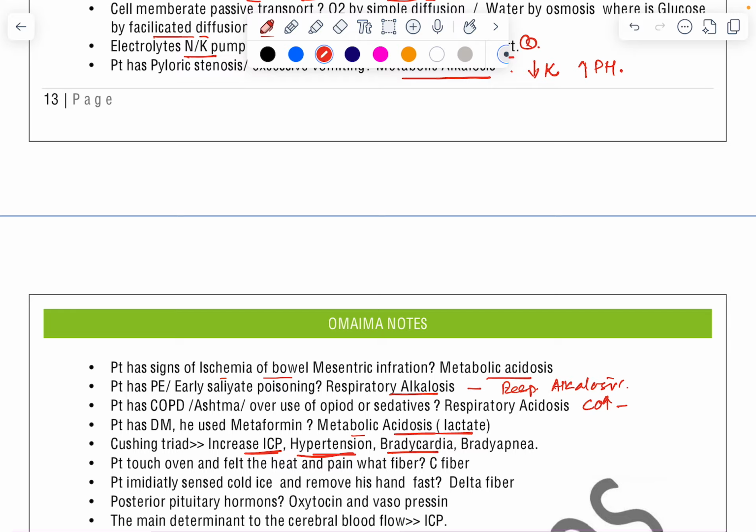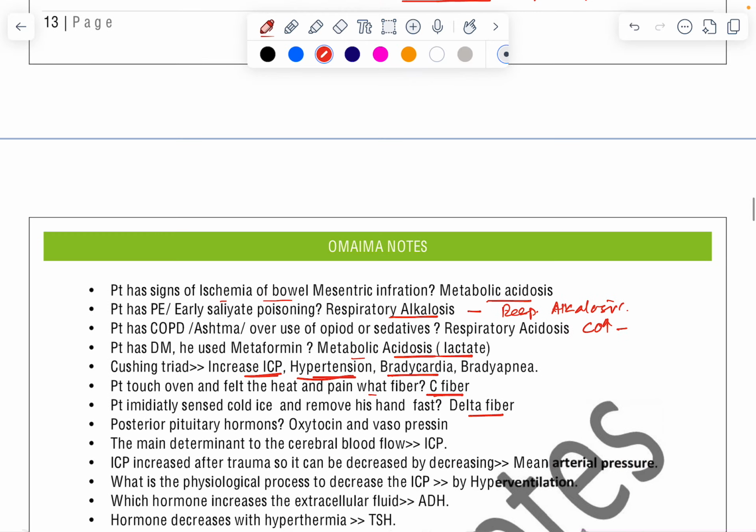Patient touched an oven and felt heat pain. Which fiber? Pain is C fiber. Patient immediately senses cold ice and removes his hand fast. A-delta fibers are fast. Posterior pituitary hormones: vasopressin and oxytocin, vasopressin also called ADH.